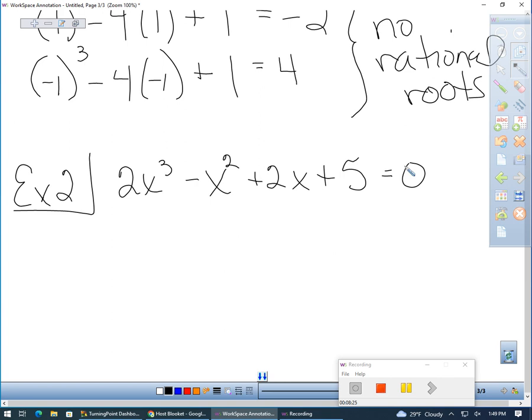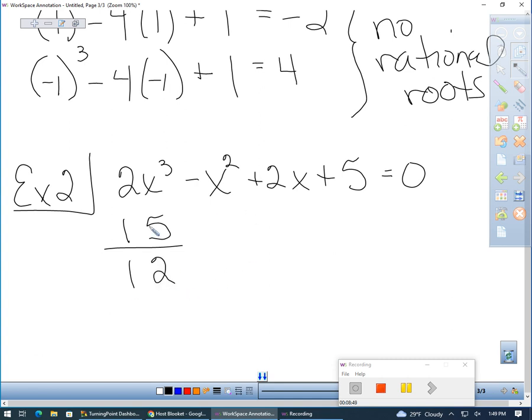First we have to start with all possible ones. Okay, it is a cubic, so how many do we have to find, Hunter? 1. Very good. All right, all the factors of 5 are what? 1 and 5, good. And all the factors of 2? 1 and 2. All right.